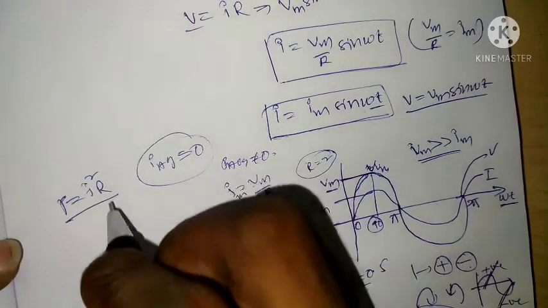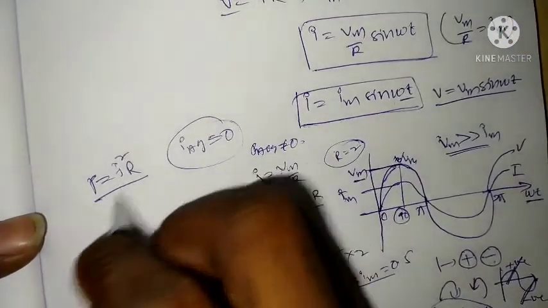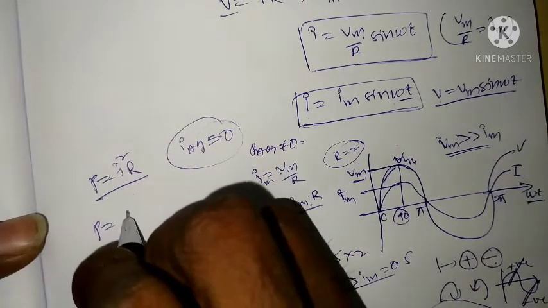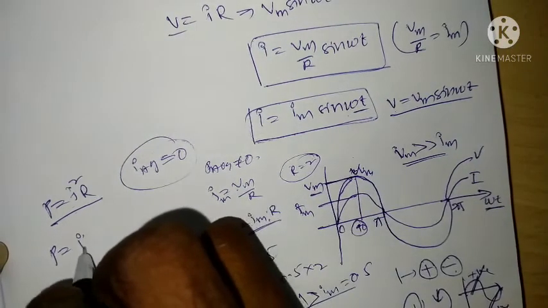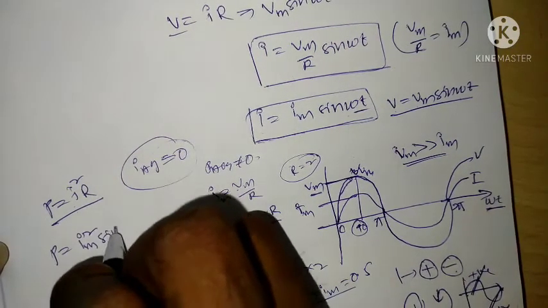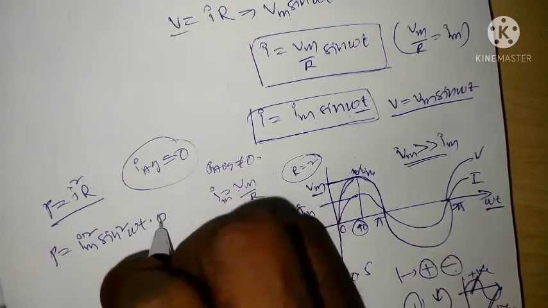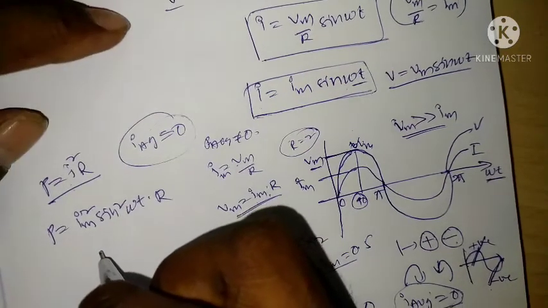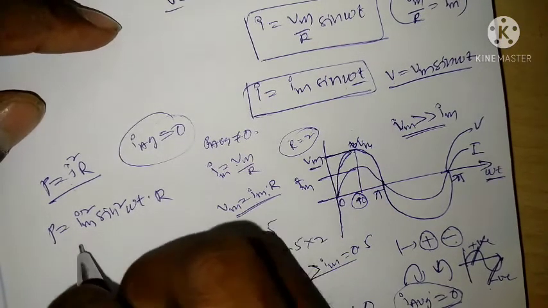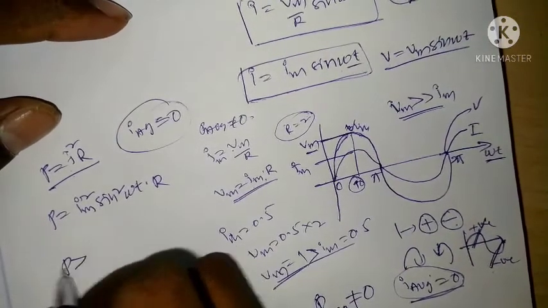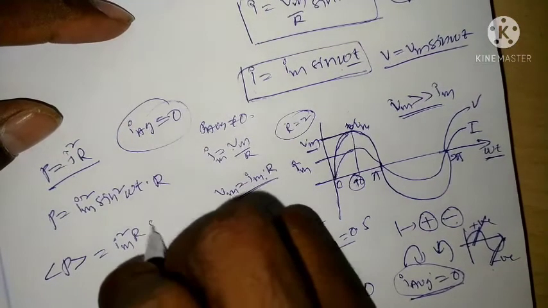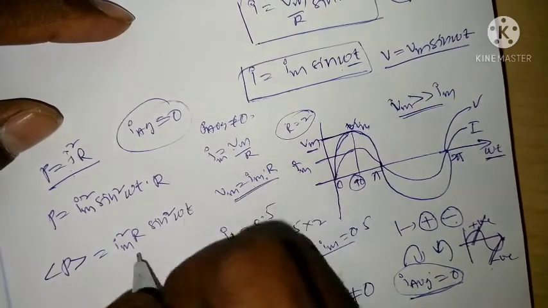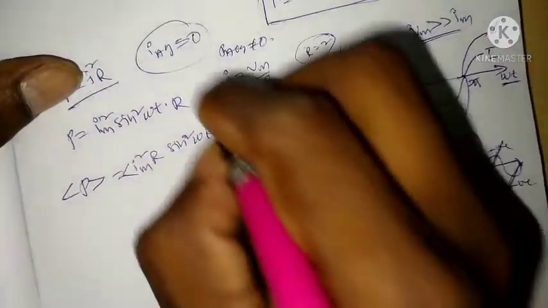That is, P is equal to I square R. What is the formula for I? I is equal to Im sin omega t. That means P is Im square sin square omega t into R. You can take the average on both sides. P average is Im square R sin square omega t. Take the average.